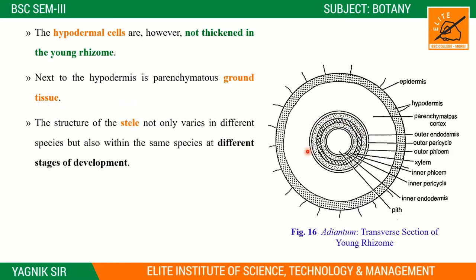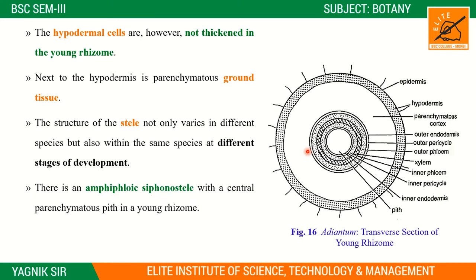Now another region, the stele. The structure of the stele varies not only in different species, but also within the same species at different stages of development. Here the stele types are different, right? But sometimes in the same species we can see different types of stele stages, because the development process is different in the same species, same genus, right?